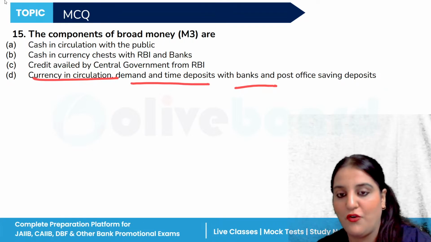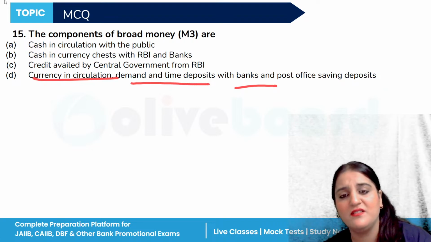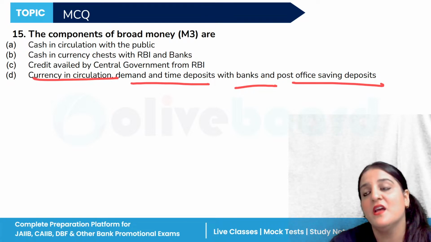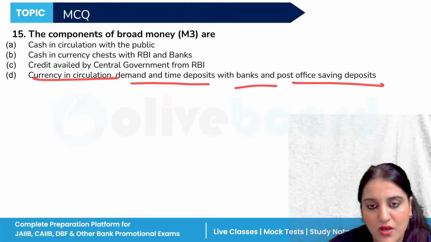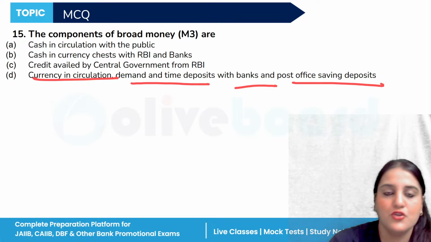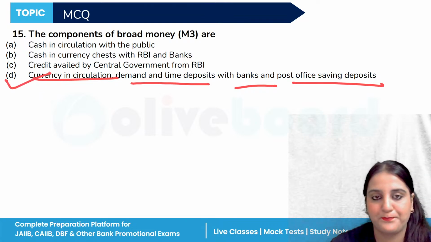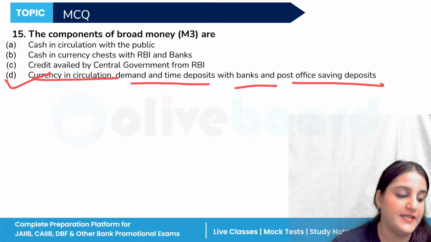And post office saving deposits, these are the savings account which is held by the post office, which are also considered part of the money supply. So in the components of broad money, these things are included. So option D is correct here.